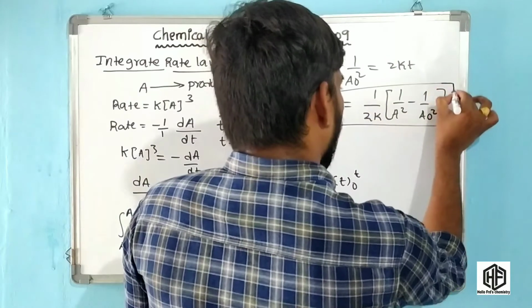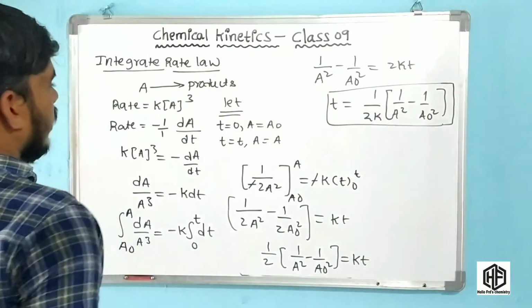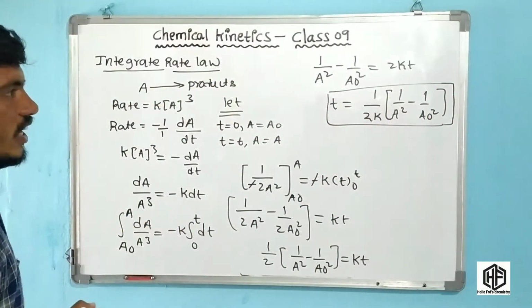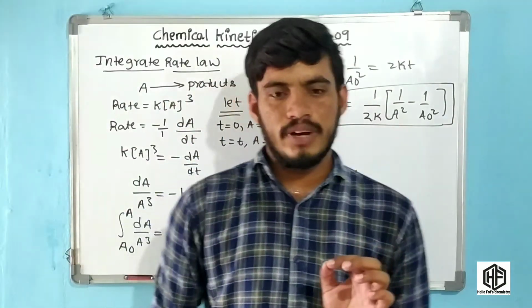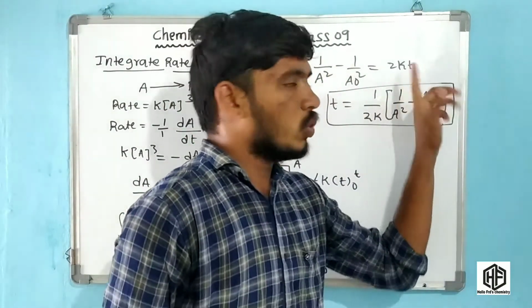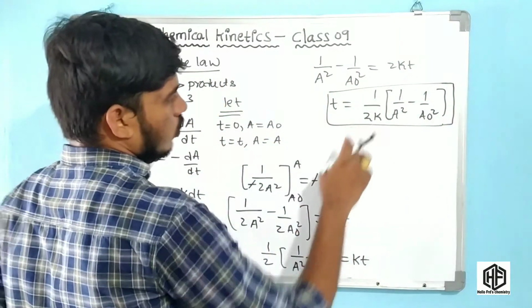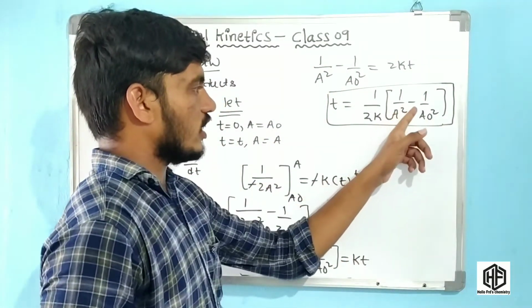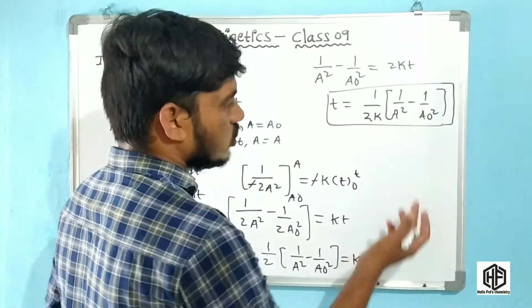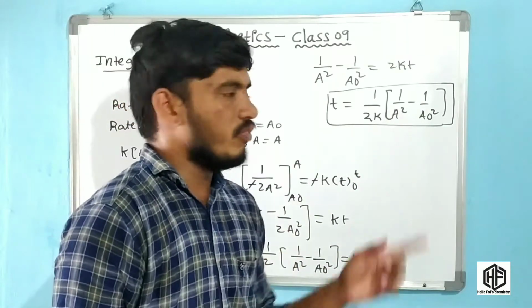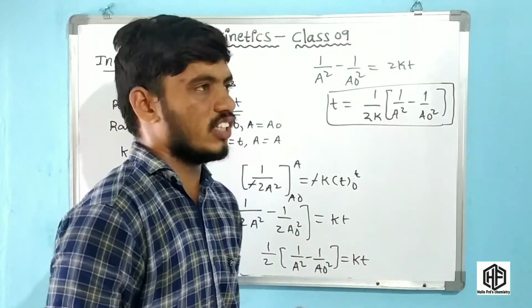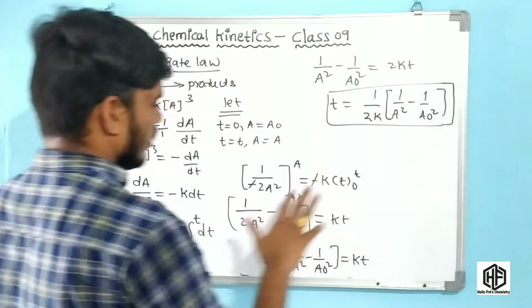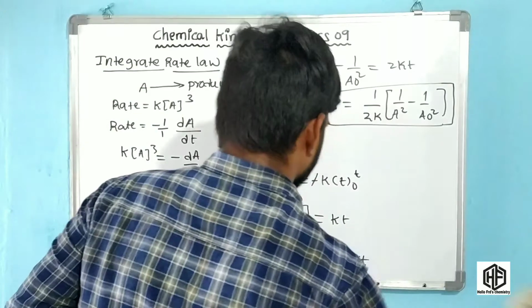This is the final expression of the integrated rate law of a third order reaction: 1 by a square minus 1 by a naught square is equal to 2kt. So t is equal to 1 by 2k into 1 by a square minus 1 by a naught square. Here a is the concentration after time t, and a naught is the initial concentration at t is equal to 0. This is clear, friends.